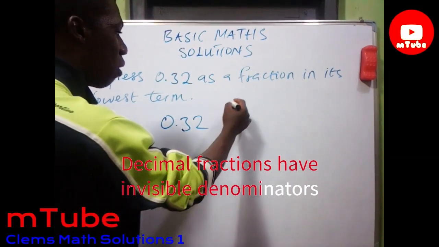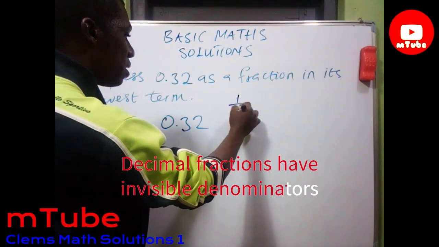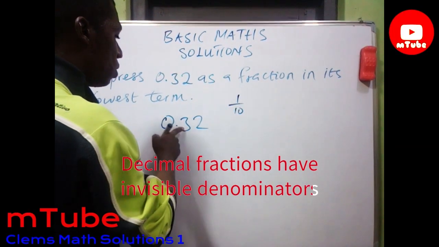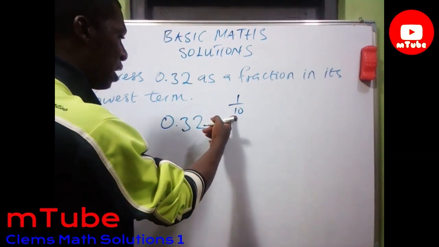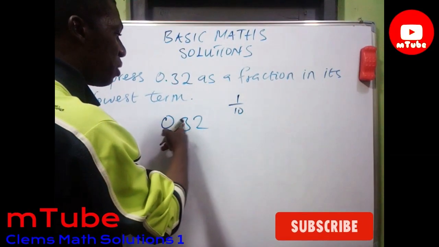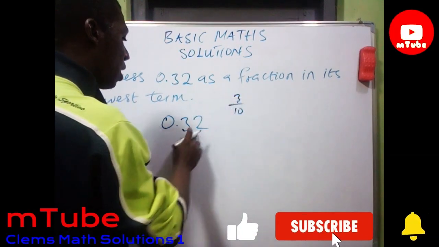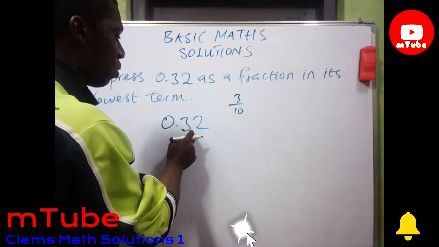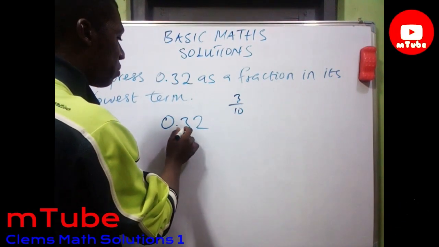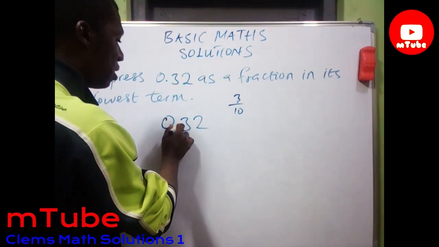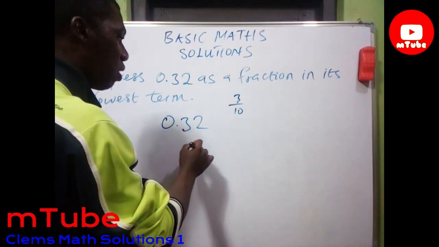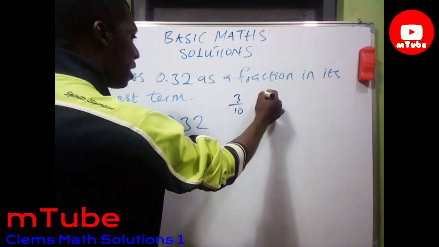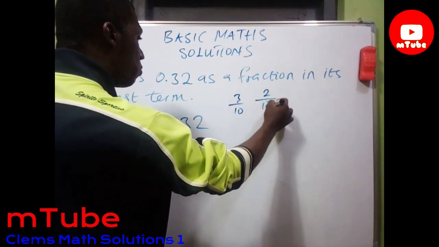A fraction of a tenth. This is a tenth. So this must be a fraction of a tenth. In this case, this must be 3 over 10. And this is the second digit. Since it's the second digit after the decimal point, it must be a fraction of 100. So the 2 here is actually 2 over 100.